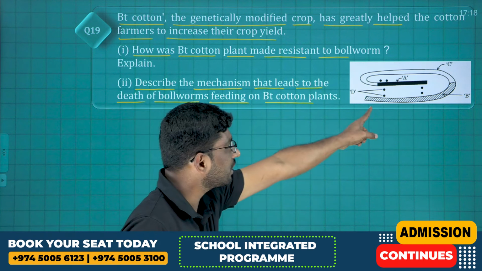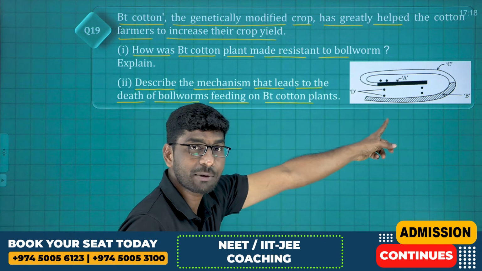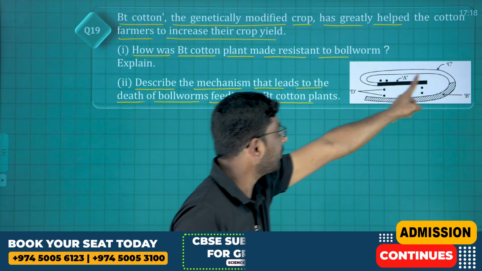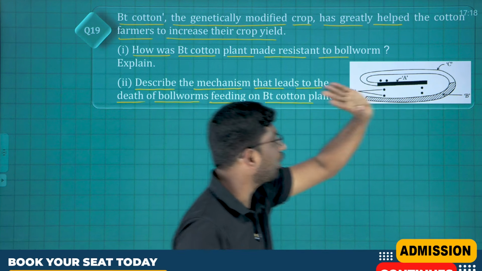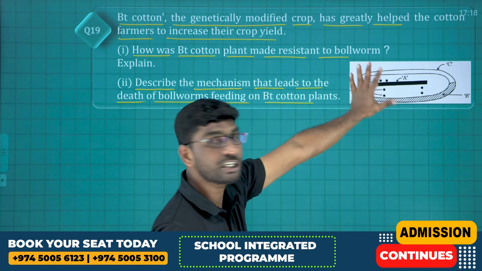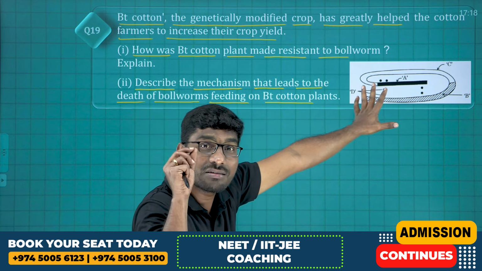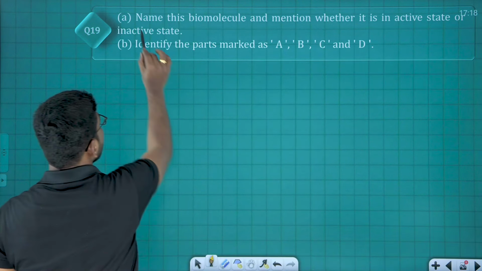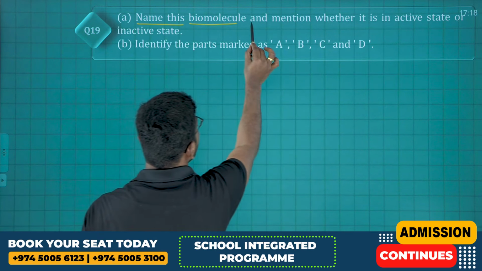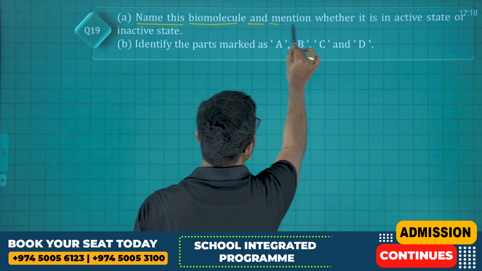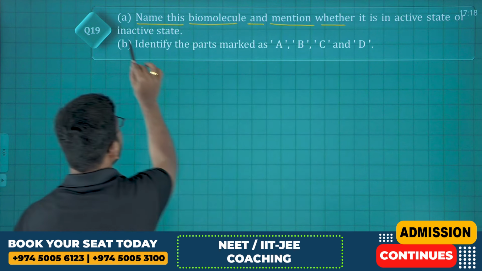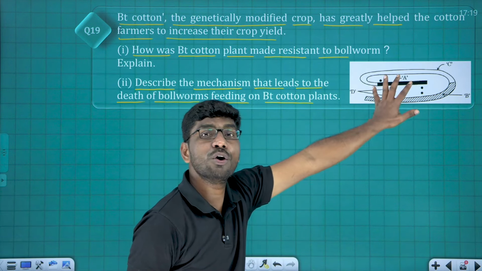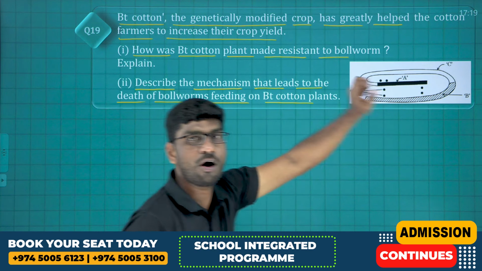But look at this diagram. This diagrammatic question belongs to the diagram-related questions in the other slide. I'm going to show you now. C polypeptide chain, A polypeptide chain, B polypeptide chain. Am I clear? There are 3 polypeptide chains. So I can call this a pro-insulin. It is not a matured insulin. Look at the first question. Name this biomolecule and mention whether it is in an active state or inactive state. This biomolecule is pro-insulin, inactive form.